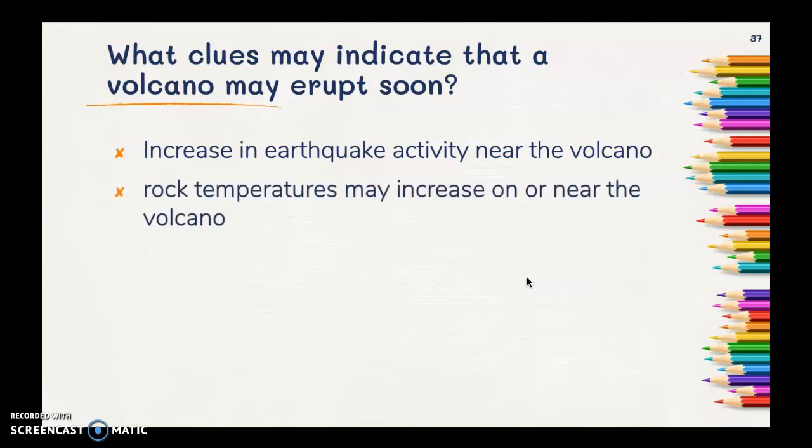It's also possible that the rock temperatures may increase on the volcano itself. So many times the U.S. Geological Survey will, if there's a volcano that's considered active, which means that it's not necessarily erupting this minute, but it has the potential to, they can track the earthquake activity, and they can track the rock temperatures as well to make predictions about when it will erupt.